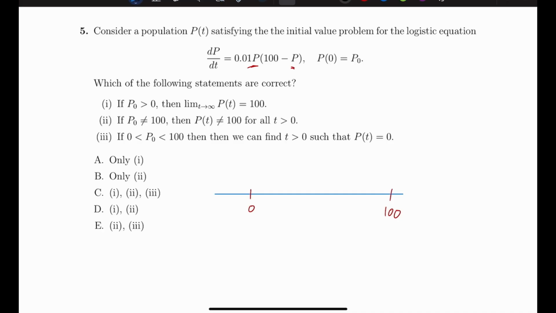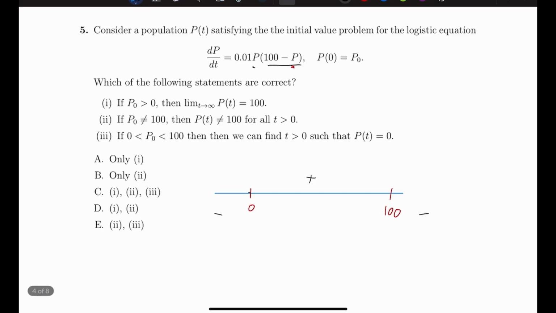So say plug in 1 for p, this will be positive 99, so this will be a positive in there. Below 0, this p is going to become negative while this 100 term stays positive, so that'll be negative. And same thing above 100, we're going to have this second term become negative, so that will always be negative. And go ahead and draw our arrows here. We'll see that 0 is an unstable equilibrium, while 100 is a stable equilibrium.